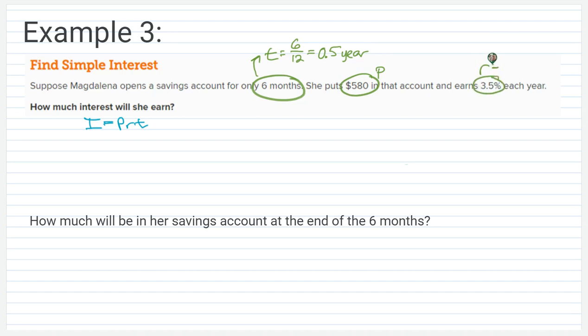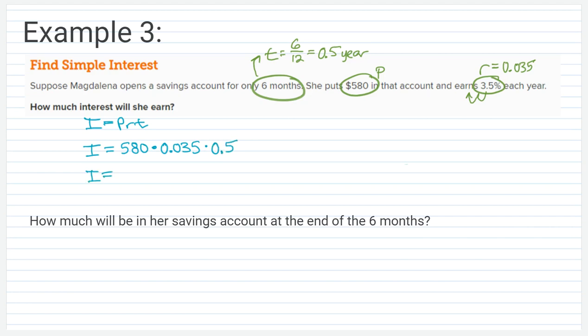And then the 3.5% is our rate, but again, we do need to rewrite this as a decimal. So back on example 1, we did say to take a percent and write it as a decimal. You do have to divide that by 100, or a nice trick is that you're just going to move that decimal point to the left 2 spots. And so it'll be 35 thousandths as our decimal that we're going to use in our formula. And now it's just a matter of plugging everything in and multiplying it out. So we're going to take $580 multiplied by the 35 thousandths, and then multiply that by a half.